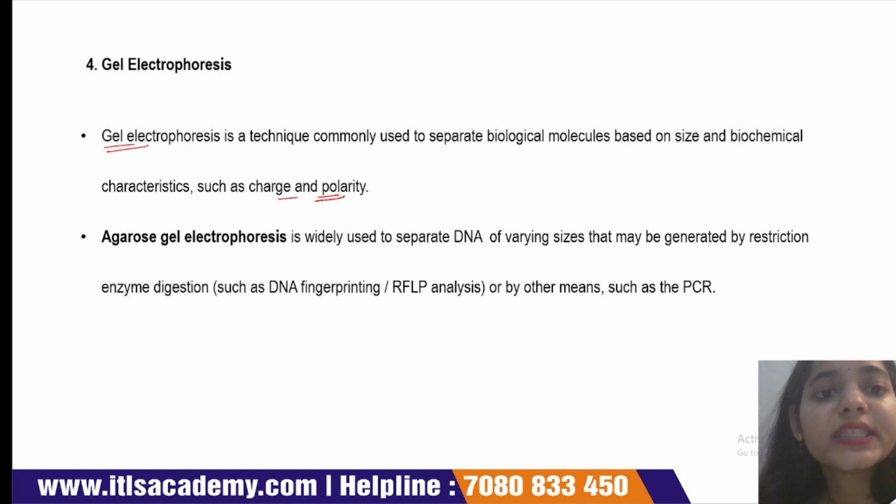What is gel electrophoresis? Gel electrophoresis is a separation technique of biological molecules such as RNA, DNA, and proteins, and these molecules are separated on the basis of their charge, size, and polarity. For the separation of DNA, we use agarose gel electrophoresis.